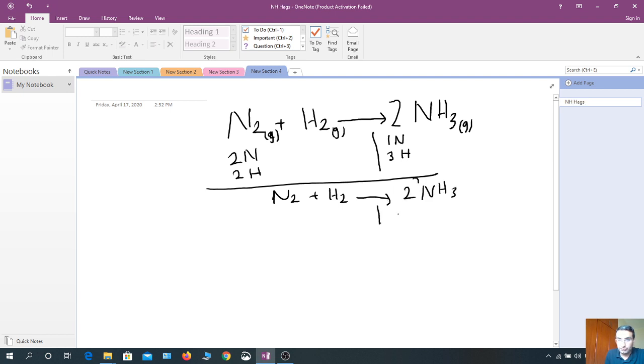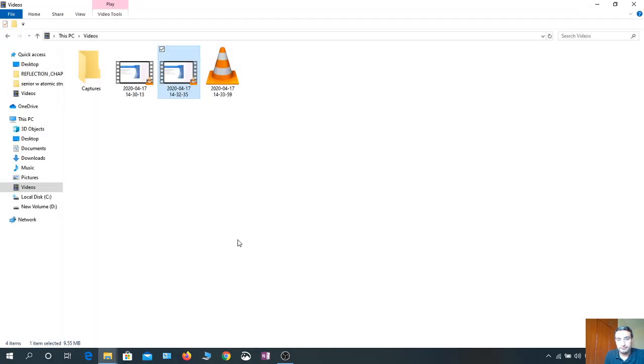N2 plus H2 is going to give 2NH3. Then once again I am going to count: 2 nitrogen, 6 hydrogen. This time I have 2 nitrogen, and this time I have only 2 hydrogen. So what happened? Number of nitrogens are equal, it's okay. But how about hydrogens? I have 2 in the reactant side and 6 in the product side. So what am I supposed to do? Definitely I will add coefficient 3. When I add coefficient 3, my chemical reaction is going to be balanced. Now I have 6 hydrogens.